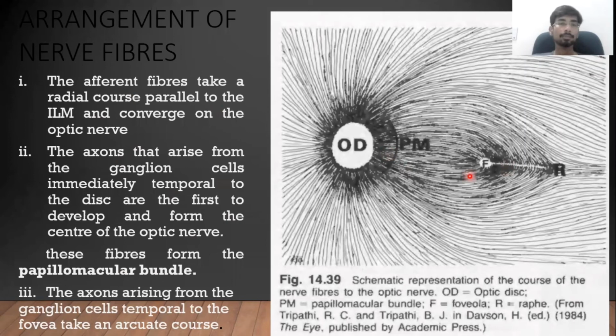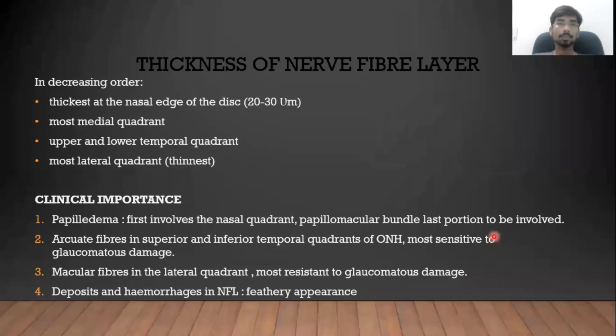Axons arising from the ganglion cells temporal to the fovea take an arcuate course. These are arcuate fibers. Thickness of nerve fiber layer. So nerve fiber layer is thickest at the nasal edge of the disc.